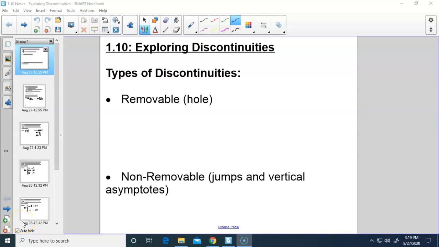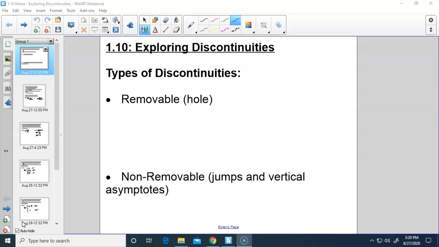Alright, so in this section we're looking at exploring discontinuities. You may notice that we skipped 1.8 and 1.9. 1.8 was supposed to be squeeze theorem, which I just included with 1.7 notes, and 1.9 is multiple representations, looking at graphs and tables and limits, and we have kind of been doing that as we go along. So today we're going to look at exploring discontinuities.